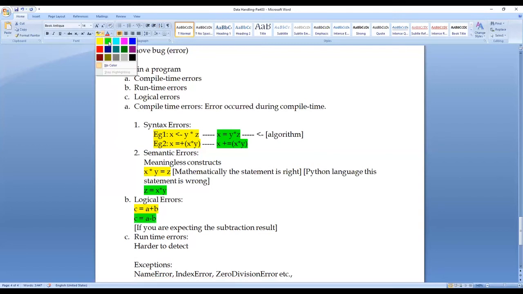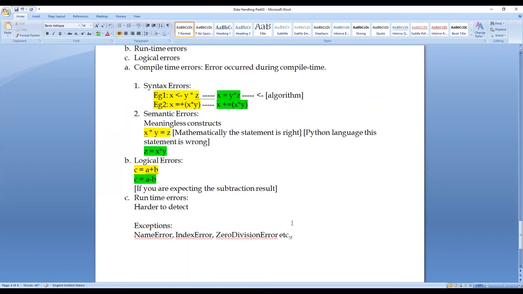This is not a syntax mistake. This is a logic mistake. The person writing the code has wrongly typed the plus symbol instead of subtraction. So this comes under logical error, and runtime error is the last type of error which we are going to see, and this is very hard to detect.